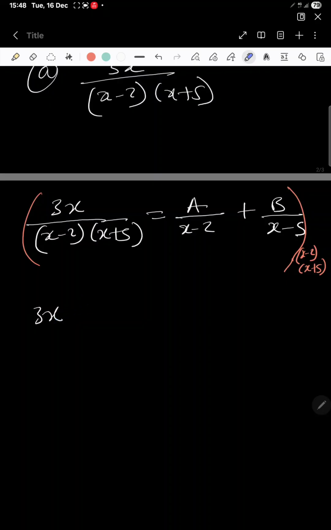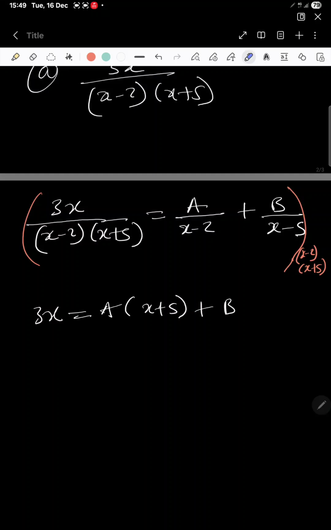You are only going to remain with a 3x. And when you multiply, this is equal to, when you multiply this and this, you find that the x minus 2 and the x minus 2 go, and you remain with a times (x plus 5), and then plus b.